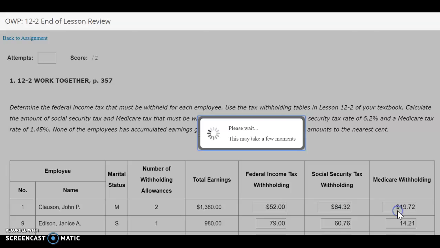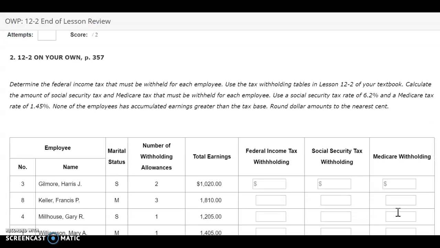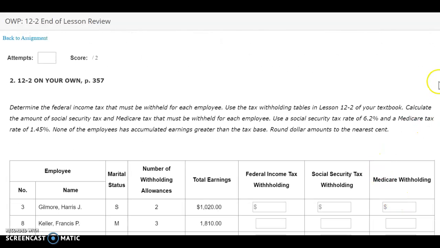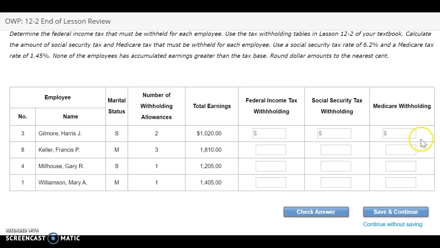Okay, and you can save and continue. And that brings it to the end there. So go ahead and work on the problems on your own, and then finish up the application, which will be due Monday.